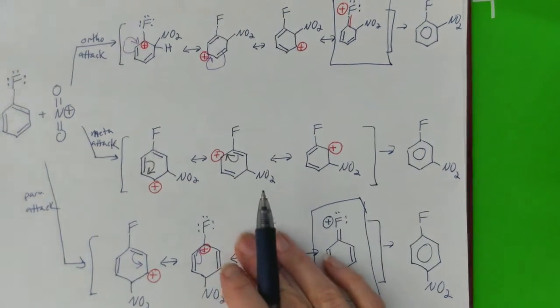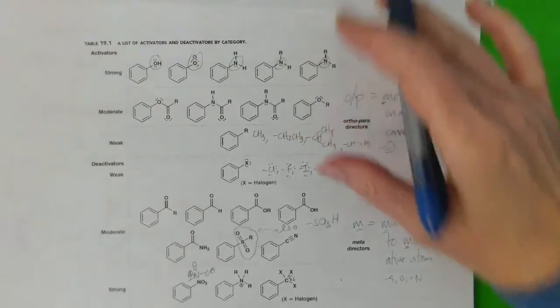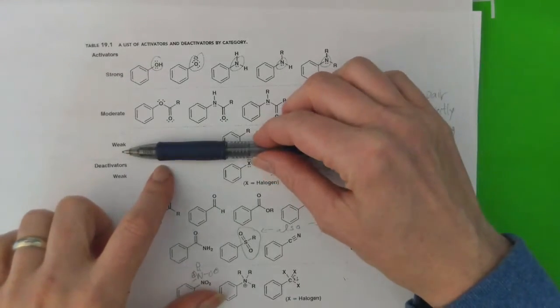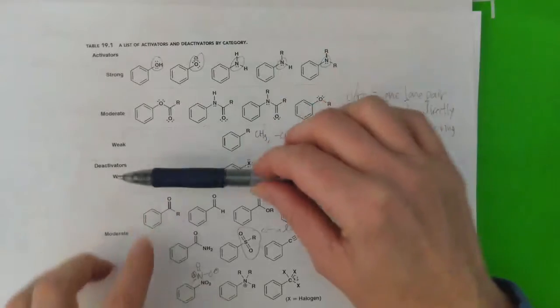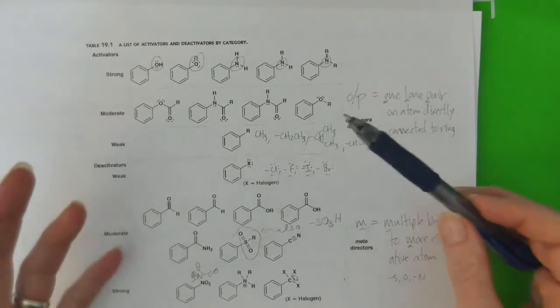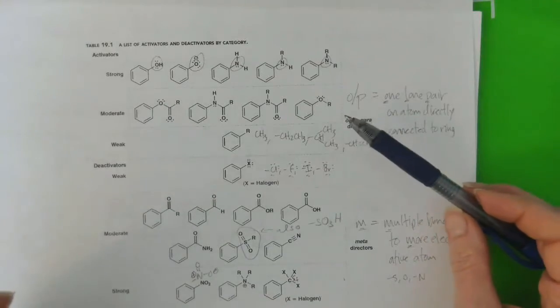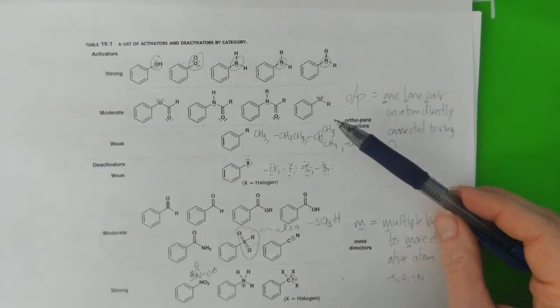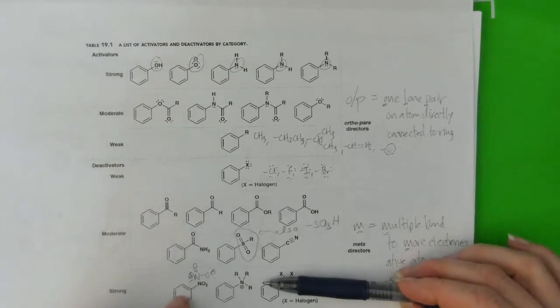Okay, so what we're going to do now is take a look at the handout. And again, this comes from your textbook, Table 19.1. You'll notice that in addition to separating, up here we have the activators, and down here we have the deactivators. So you can practice testing yourself. You can make little flashcards that put examples of activators, and then these are examples of deactivators.